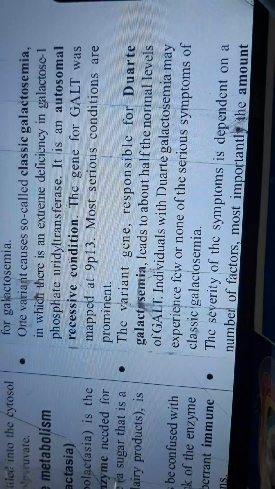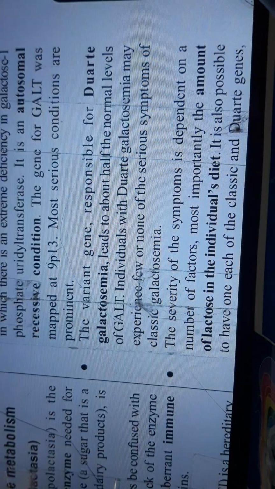There are two variants of the GALT gene responsible for galactosemia. One variant causes so-called classic galactosemia, in which there is an extreme deficiency in galactose 1-phosphate uridyl transferase. It is an autosomal recessive condition. The gene for GALT was mapped at 9p13. I repeat, 9p13. Most serious conditions are prominent.